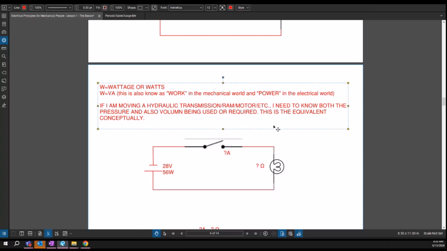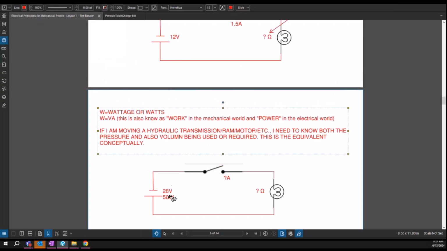Does that make sense? Yeah. Okay. So next easy question. If I've got 28 volts on this battery and I'm using 56 watts of power, what are my amps and ohms? You have 2 amps. Yep. And then 14 ohms. Yeah, because it's volts divided by amps to get the resistance. Yeah, 2 amps and 14 ohms. Correct. Write that down before I forget.